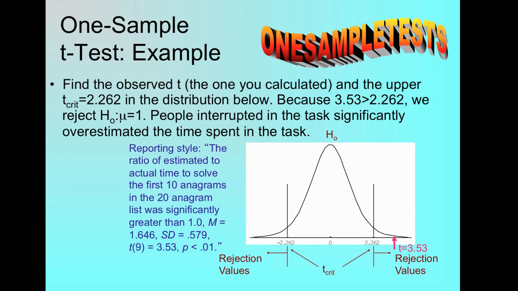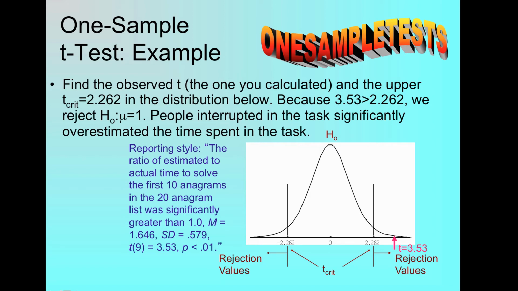So what you do is you find the observed t, the one that you calculated, and the upper t crit, 2.26, in the distribution below that I've pointed out to you. I'm giving away the answer now. The observed t that you calculated is 3.53, and as you can see, it's far off in the tail here, and therefore we can reject the null hypothesis. So the ratios that your sample of 10 people give you are not like what you would expect based on your null hypothesis. They're not in the bulk of the distribution. They're way off in the tail, implying that they're significantly different from the bulk of the distribution here.